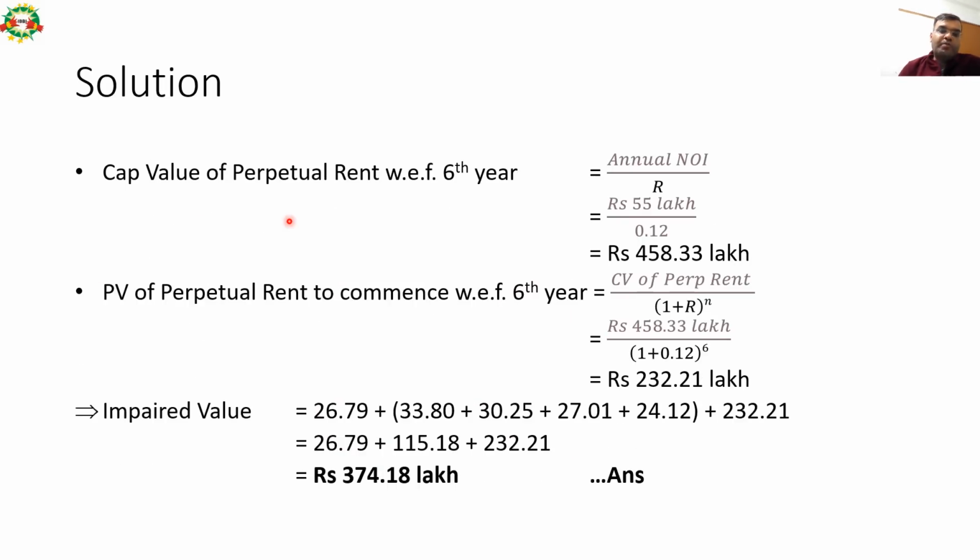Now the capitalized value of perpetual rent. After payment of remediation cost during the initial 5 years, from the 6th year onward the company is not required to pay anything to the Revido group, and the property will start generating net operating income of 55 lakh rupees perpetually. So at the end of the 5th year, the capitalized value of the perpetual rent will be equal to annual NOI, which is 55 lakh rupees per annum, divided by 0.12 capitalization rate. So 458.33 lakh will be the capitalized value of the property at the end of the 5th year.